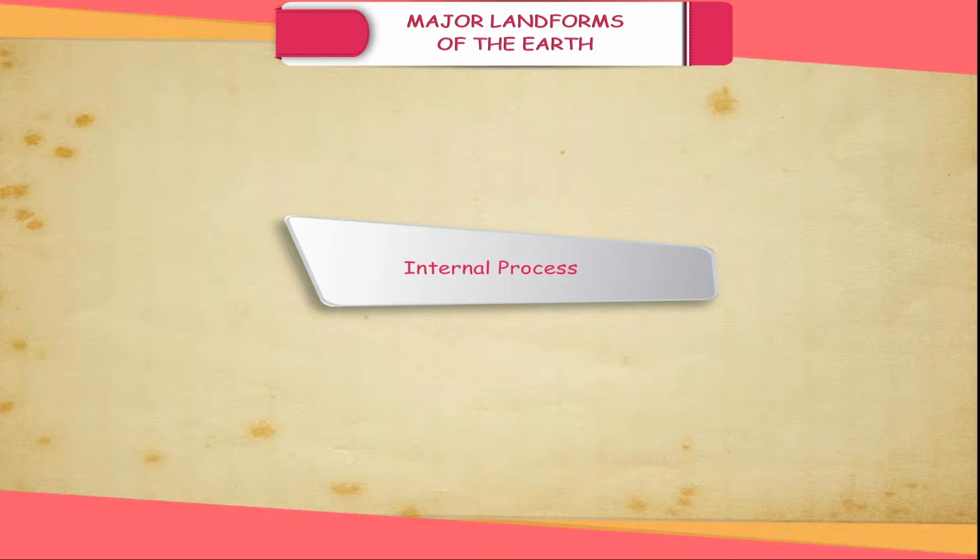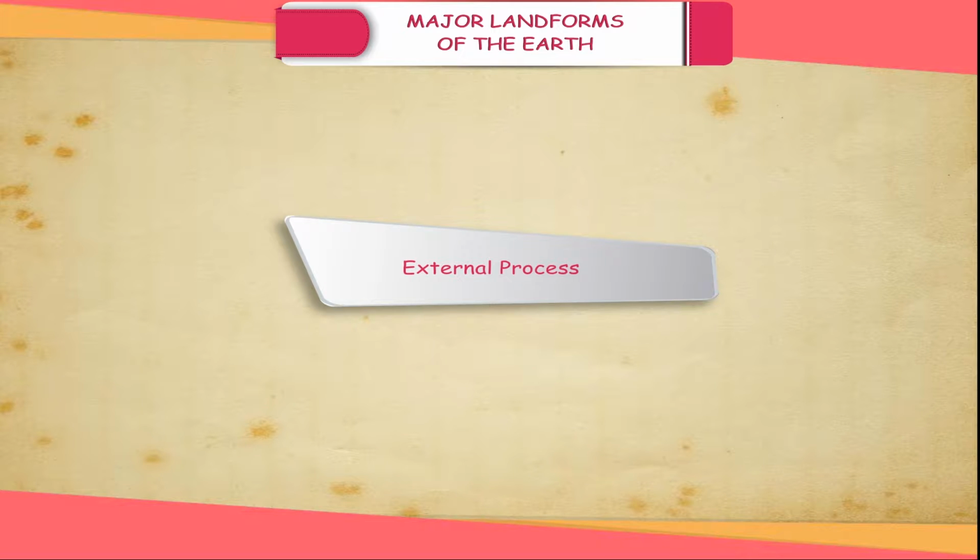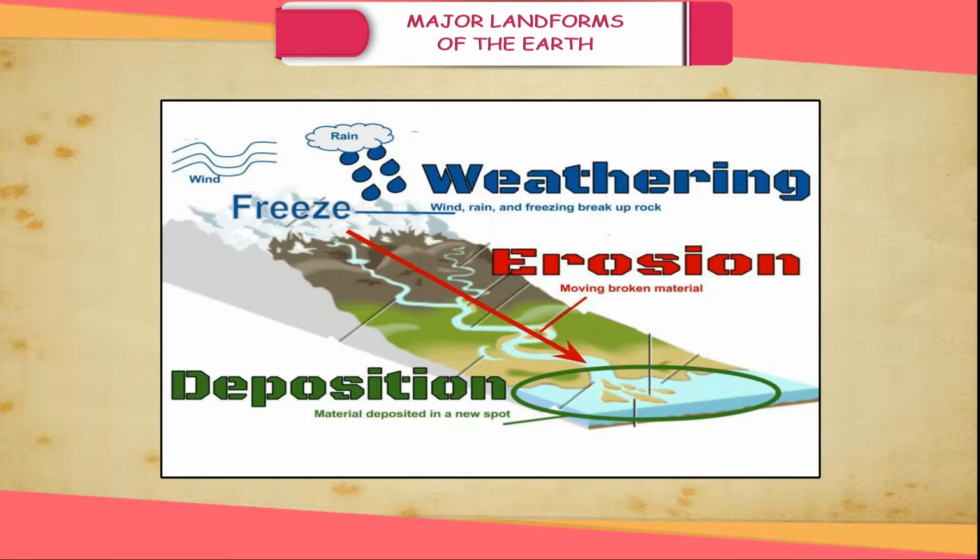A. Internal process that operates inside the Earth. It leads to the upliftment and sinking of the Earth's surface at several places. B. External process that operates on the surface of the Earth. It is the continuous wearing down and rebuilding of the Earth's surface.